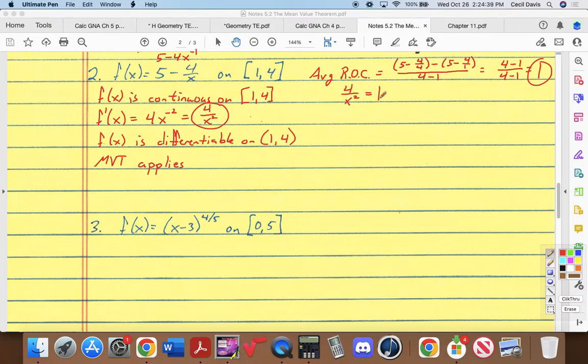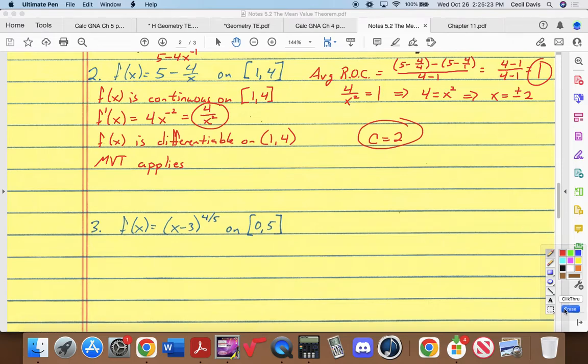So 4 over x squared is equal to 1. Means that 4 is equal to x squared, which means that x is equal to, I heard three things, what? Plus or minus 2, exactly right. But notice, only one of those is actually in my interval. So the value guaranteed by the mean value theorem is that c is equal to 2. We have to throw out the negative 2 because it's not within our interval.